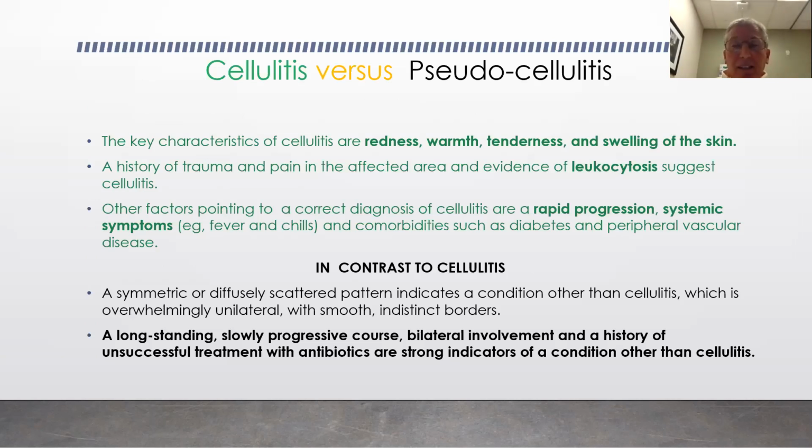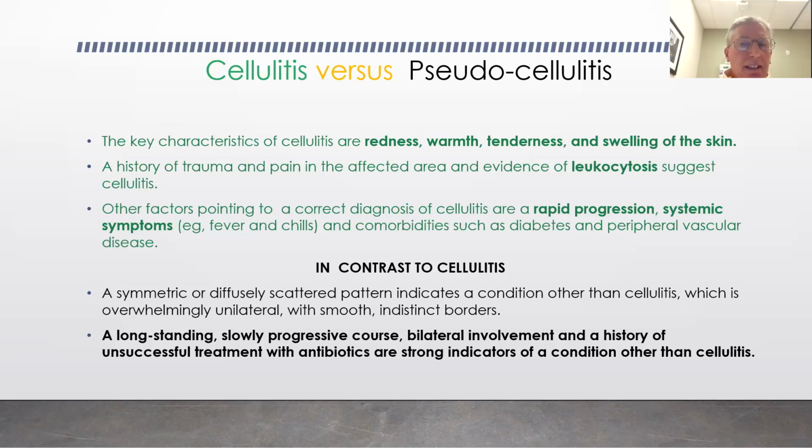So this is what's critical. So we're going to go over cellulitis versus pseudo-cellulitis. And so always keep these characteristics in mind when you're going to be sure that you make a diagnosis of real cellulitis. Redness, warmth, tenderness, and swelling of the skin. It has to have a rapid progression and systemic symptoms much of the time with fever and chills and a white count. So redness, warmth, tenderness, and swelling of the skin with the white count, rapid progression, and the patient feeling poorly are really classic for cellulitis.